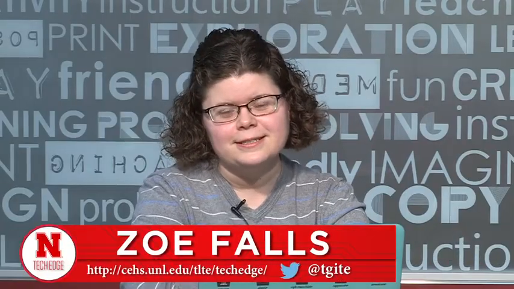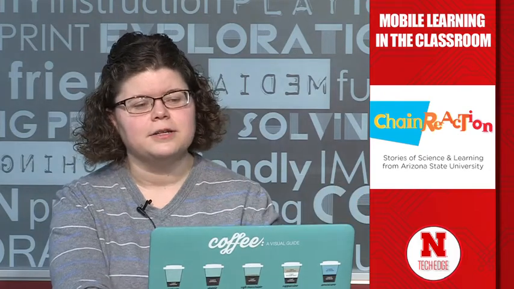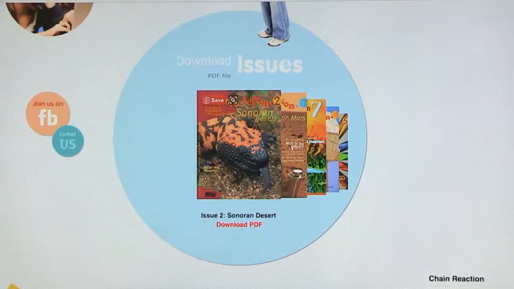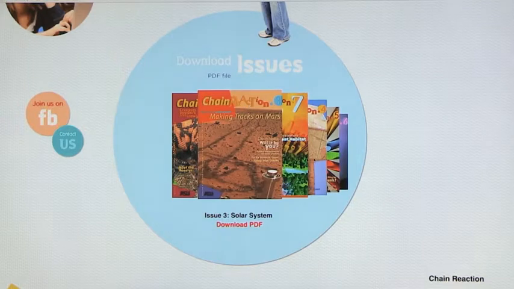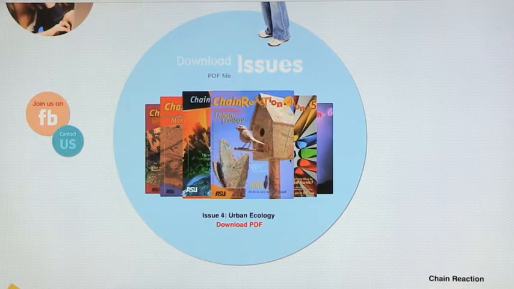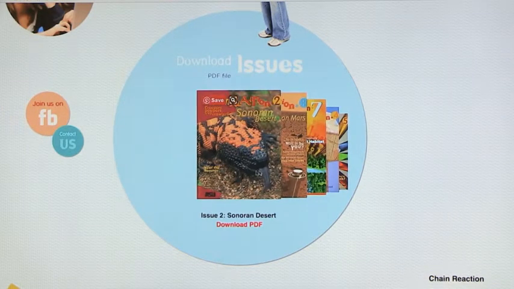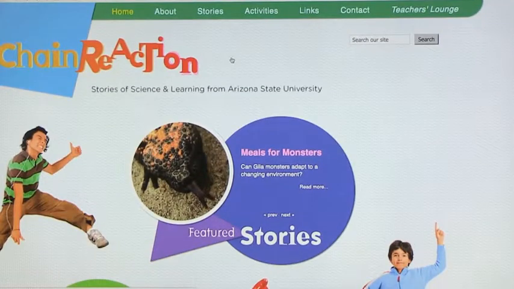Hi, I'm Zoe Falls, and today on Mobile Learning in the Classroom, we're going to look at Chain Reaction. Chain Reaction is a website from Arizona State University, and it has a lot of different science, environmental, and animal resources for teachers. It includes their little magazine that they upload fairly frequently, on different topics as you scroll through. It's urban ecology, there's one on making tracks on Mars, desert, because Arizona's in a desert. And so as you go through, you can kind of see more of what they offer.